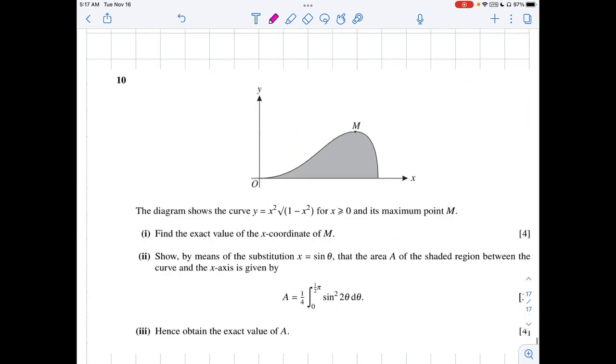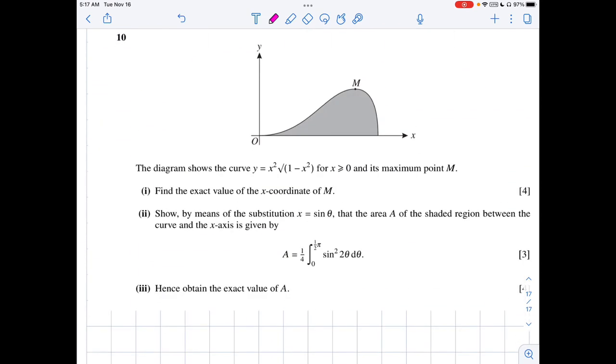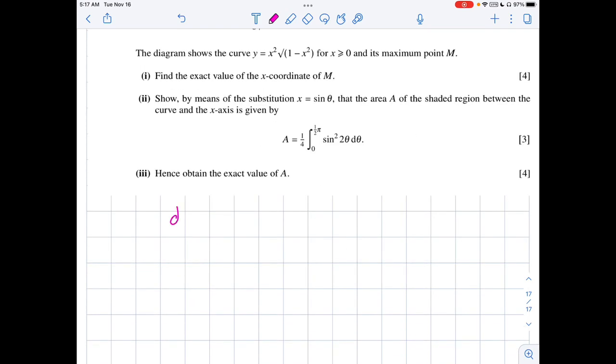Lastly, question number 10. The diagram shows y is equal to x squared times the square root of 1 minus x squared, and its maximum point M. Find the exact value of M. So for the maximum point, find dy by dx. The square root of this is (1 minus x squared) to the power of 1 by 2.